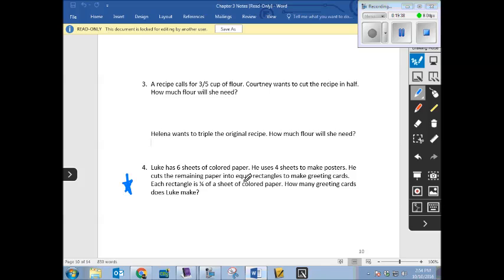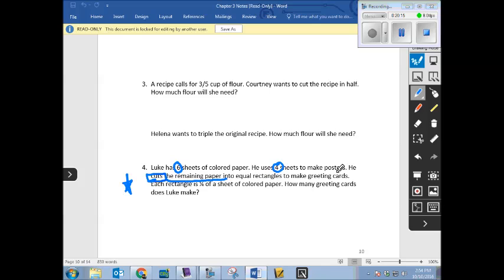Okay, first thing, a lot of you might think, oh, well, it's 6 divided by 1/4, but it's not. Okay, you got to understand that Luke is starting with 6 sheets. He's using 4 of them. He used 4 of them for posters. So he made his 4 posters. Then it says he cuts, which you should all know is a very typical division word. He cuts the remaining paper into equal rectangles to make his greeting card. So it says right there what's being cut up. The dividend is always the number that's being cut up or being sectioned off or grouped up or being divided, is how I've been explaining it.